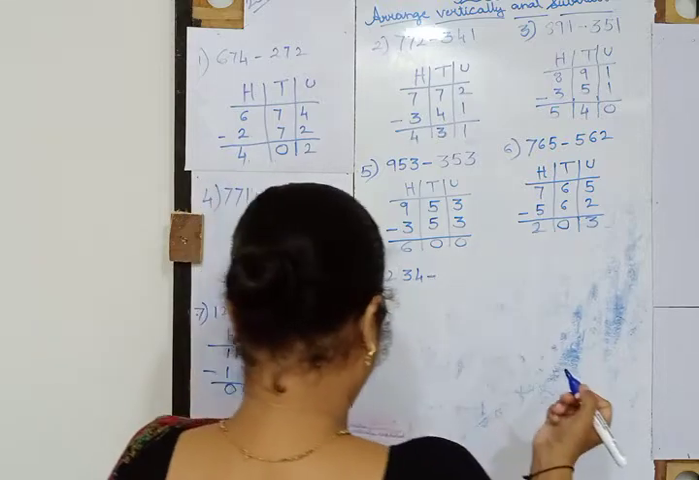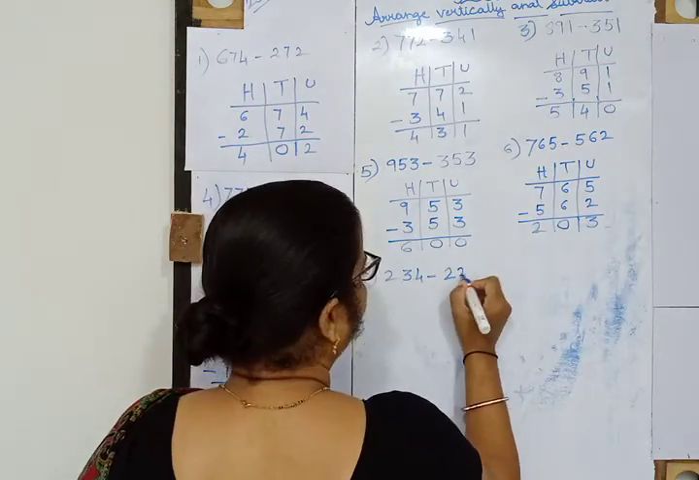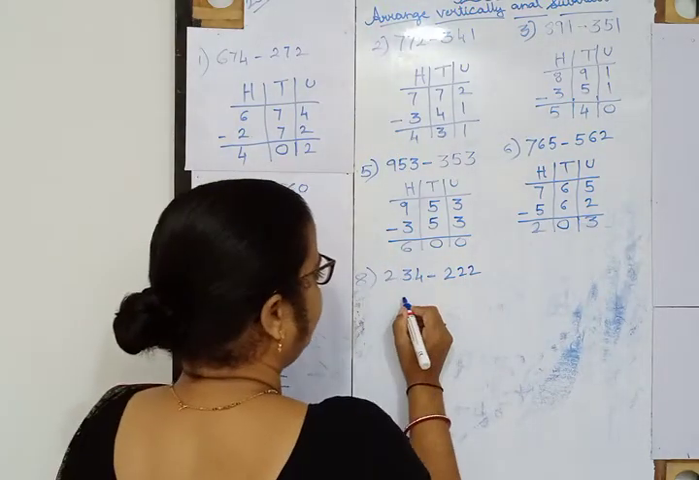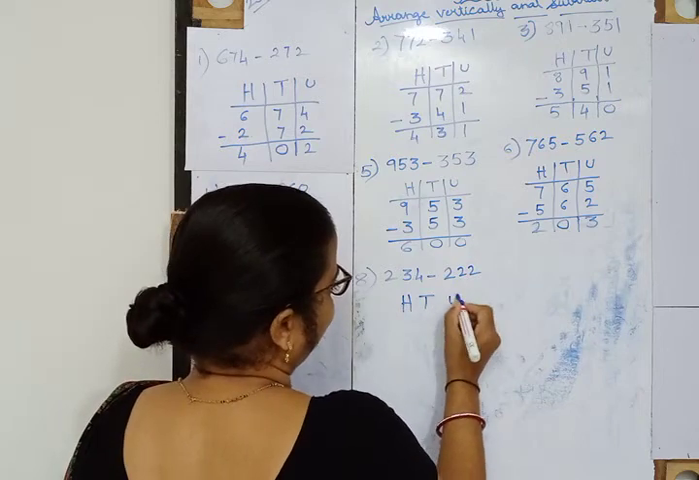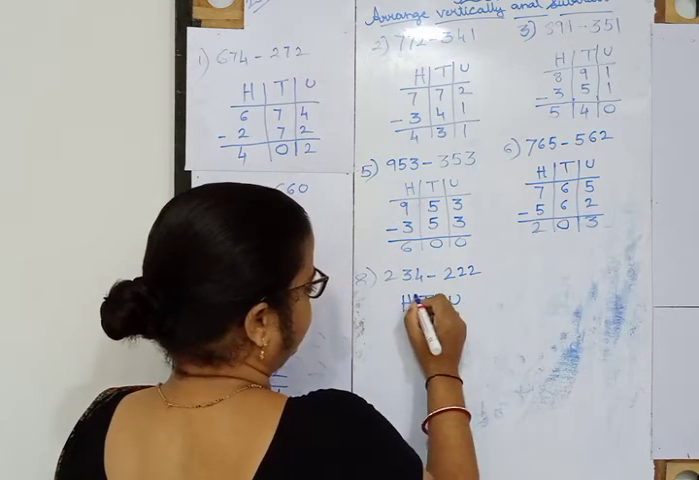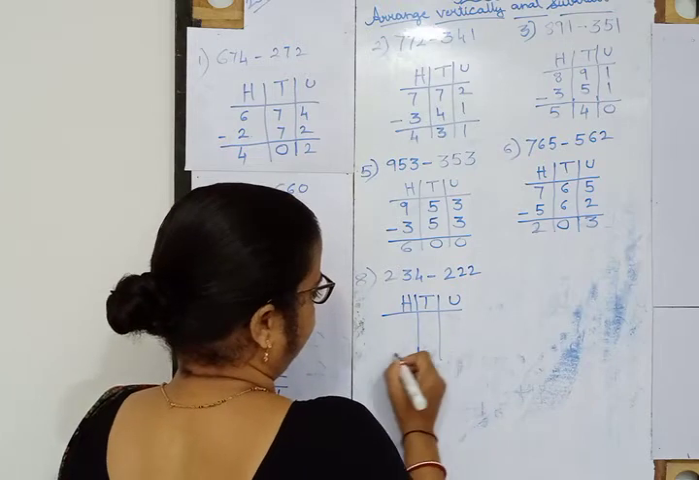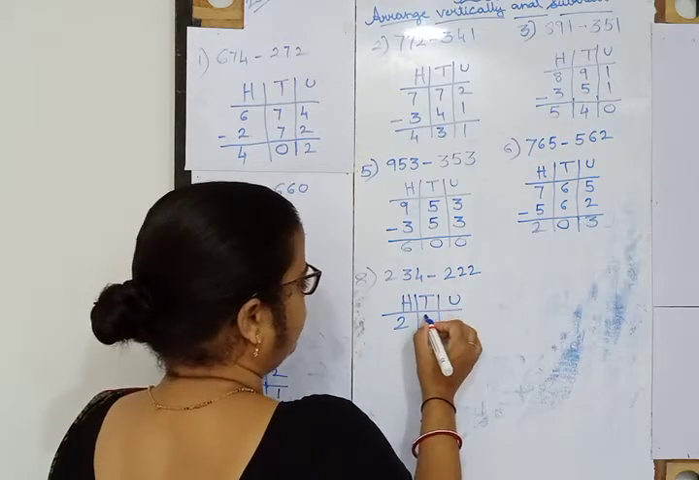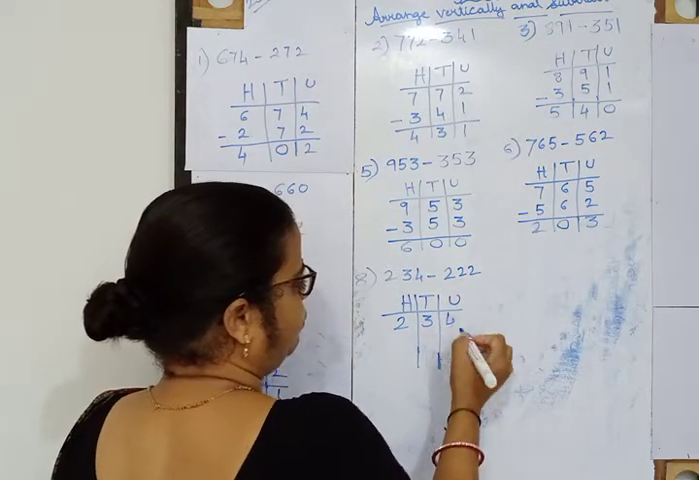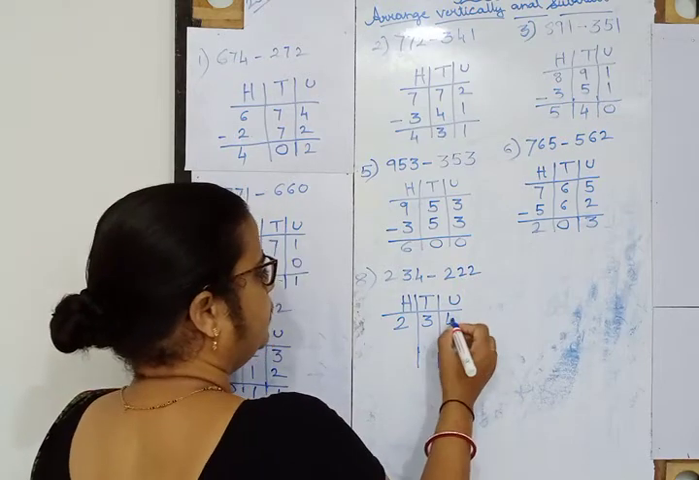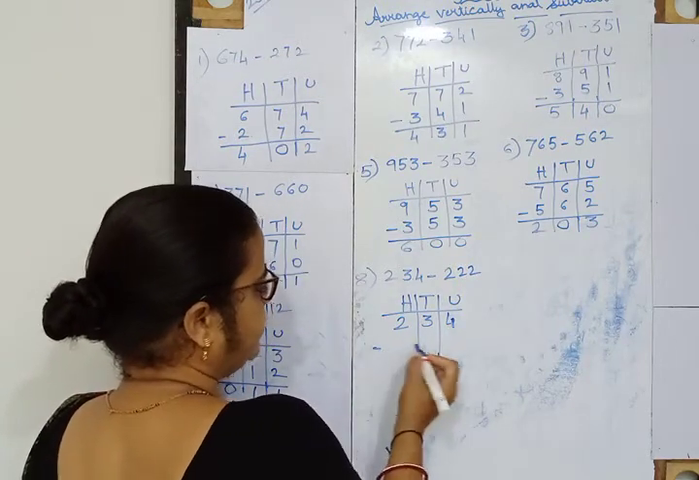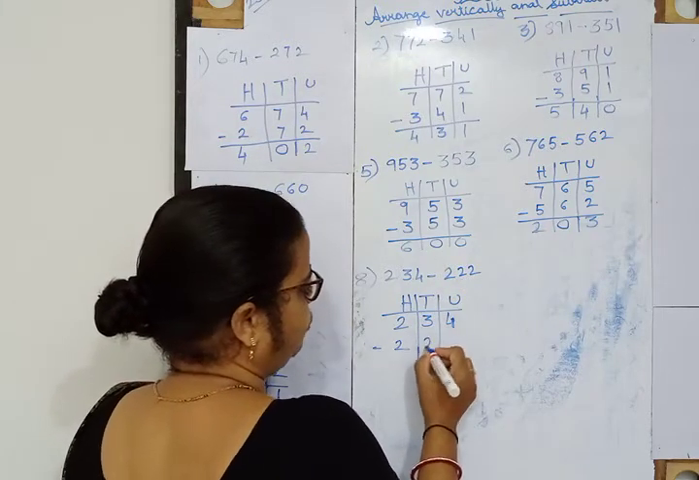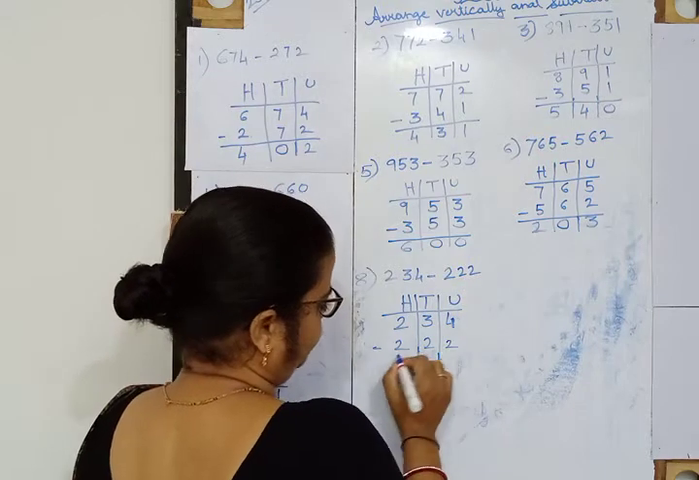234 minus 222. Same method. First we write here HTU, that is hundreds, tens, units. First we will write in the hundreds column 2. In the tens column we have to write 3. In the units column we have to write 4. Then again minus. Same way, in the hundreds column we have to write 2. In the tens column I am going to write 2. In the units column I am going to write 2.